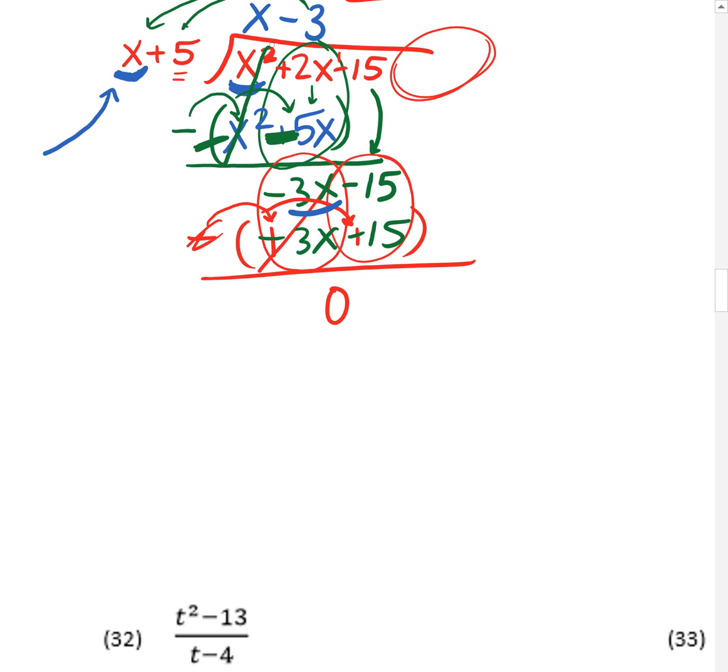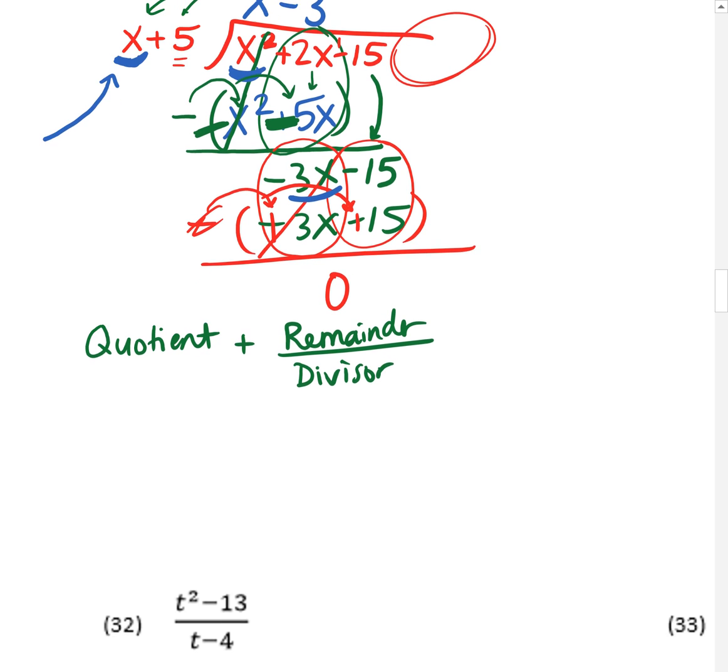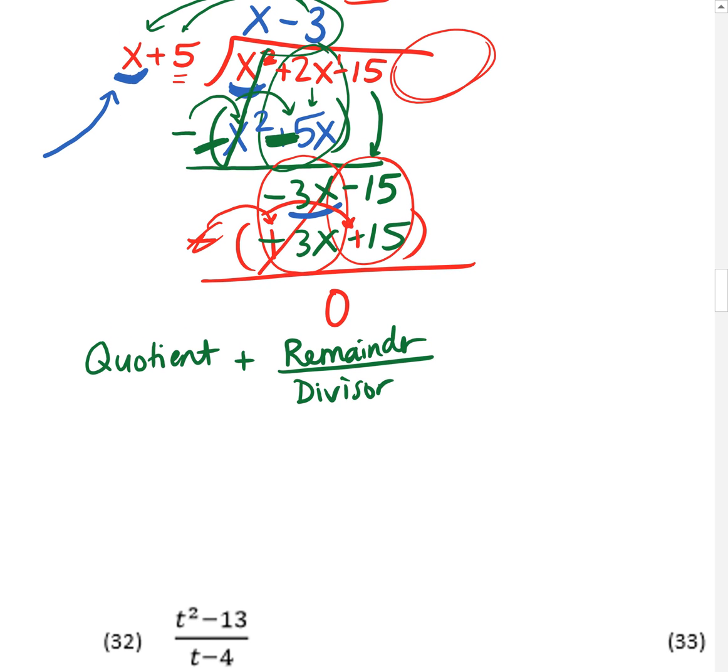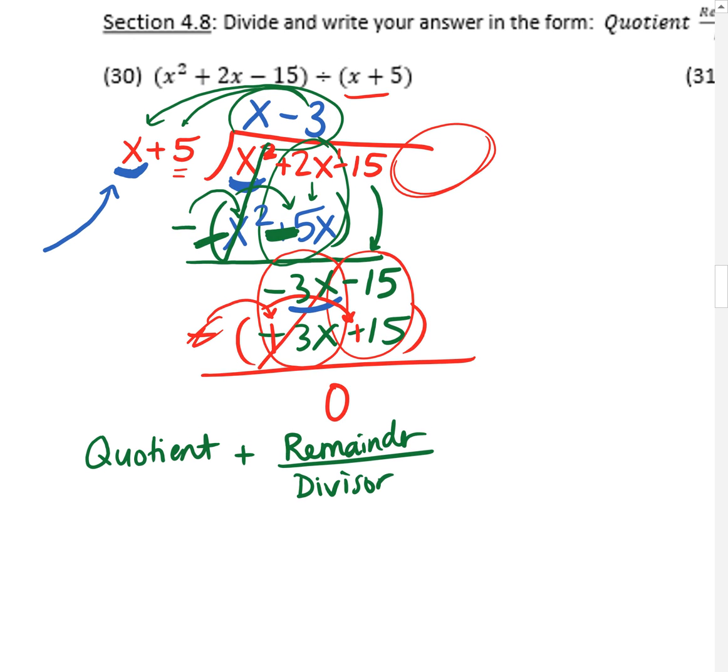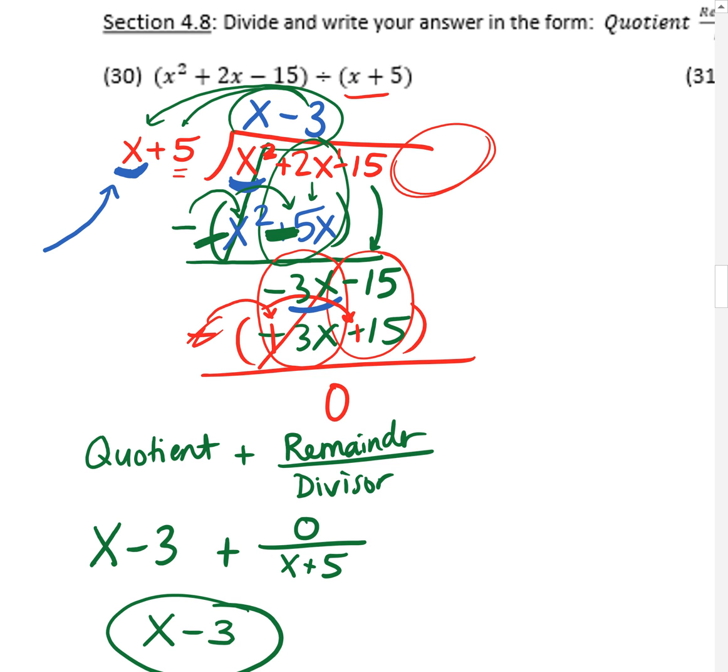And remember, you're supposed to write your answer as what? It's the quotient plus remainder over divisor. And the quotient is always what you found above the division bar, right? The x minus 3 in our case. So that's our answer. X minus 3 plus, we got a remainder of 0 over the divisor was x plus 5. But you know, whenever your remainder is 0, you might as well not even write it. So our answer is really just x minus 3.